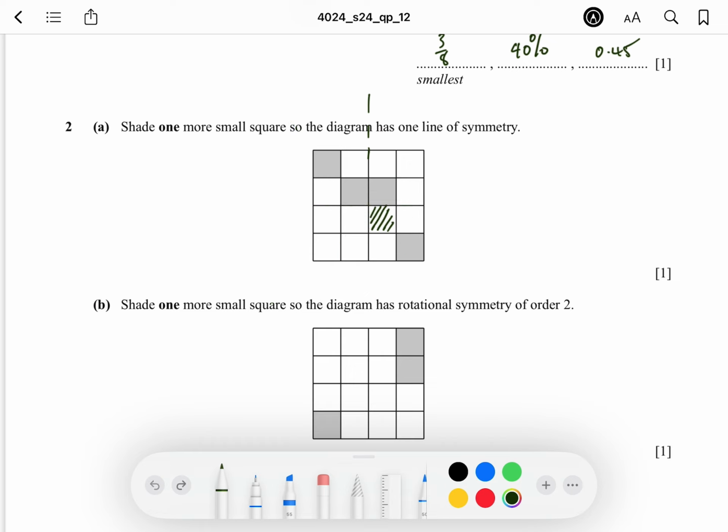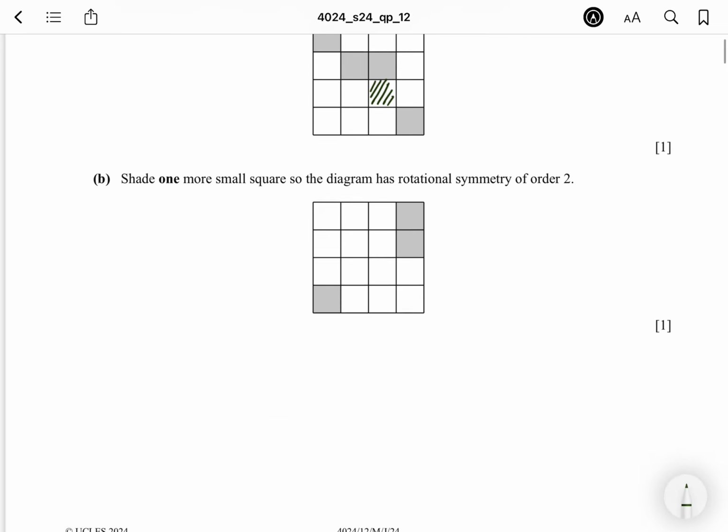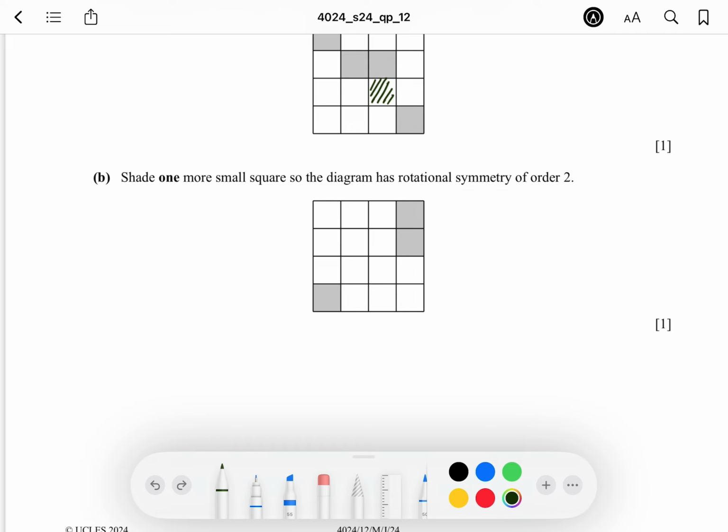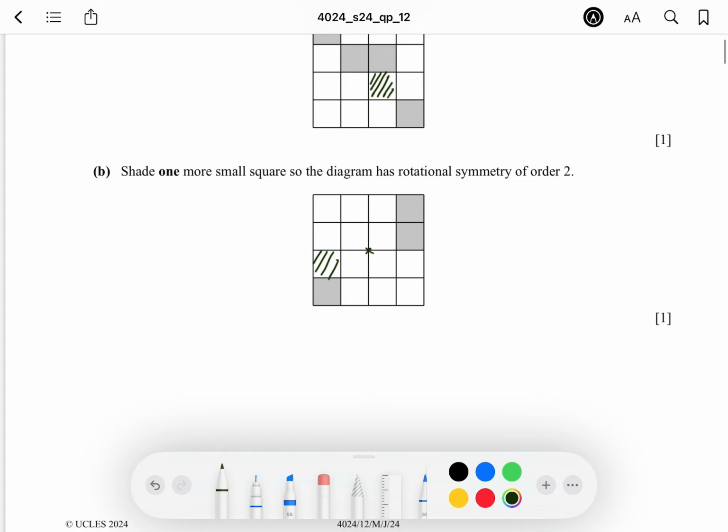So similarly, with order 2, it's the same thing. So the one that should be shaded is that one. Order 2 is when you rotate it, that it looks the same. So that's the one that should be shaded. Okay, feel free to raise your hands up if still not clear.